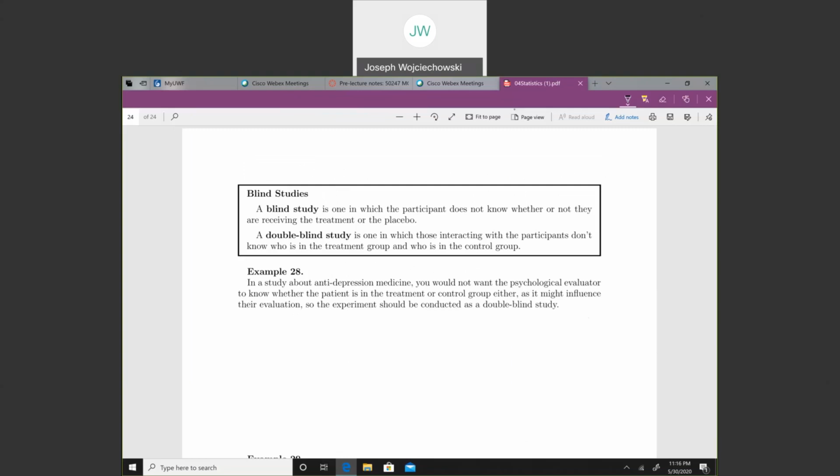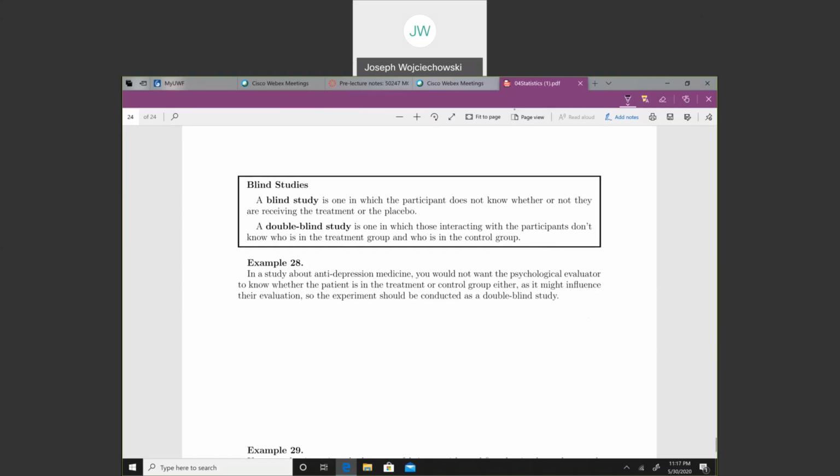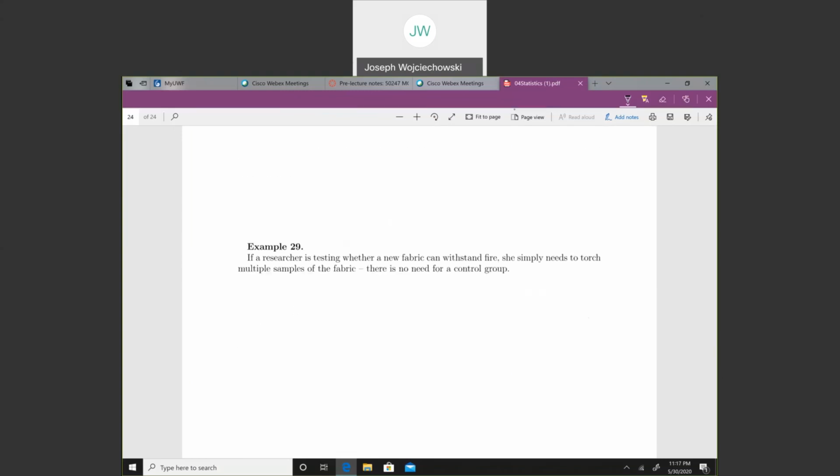In the study about antidepressant medicine, you would not want the psychological evaluator to know whether or not the patient is in the treatment or control group either, as it might influence their evaluation. So the experiment should be conducted as a double-blind study. If a researcher is testing whether a new fabric can withstand fire, she simply needs to torch multiple samples of the fabric. There is no need for a control group.